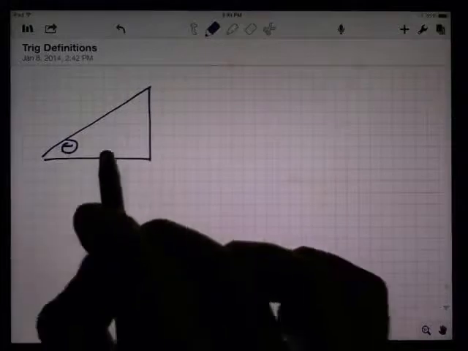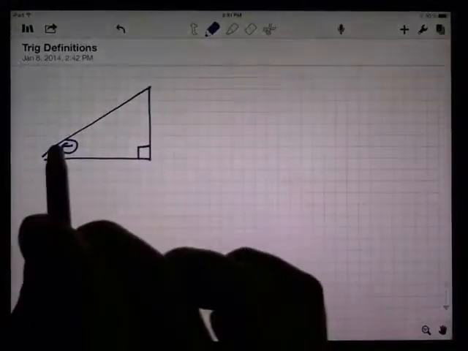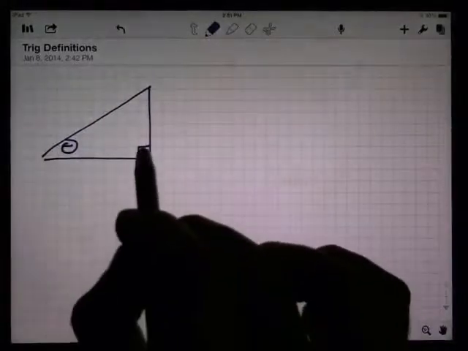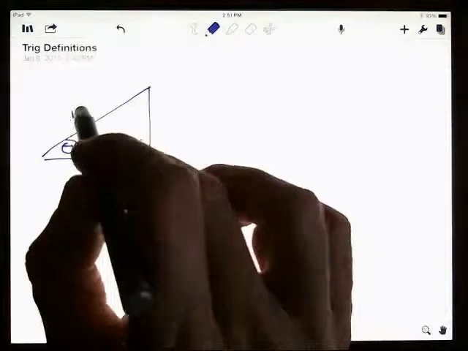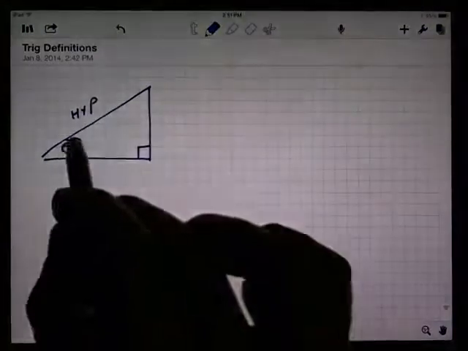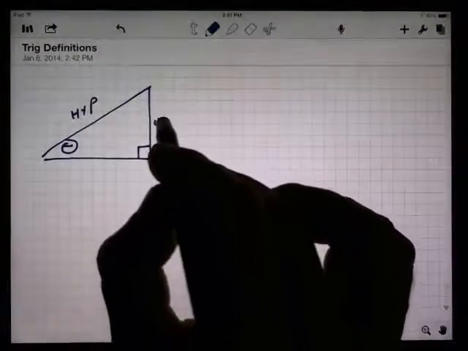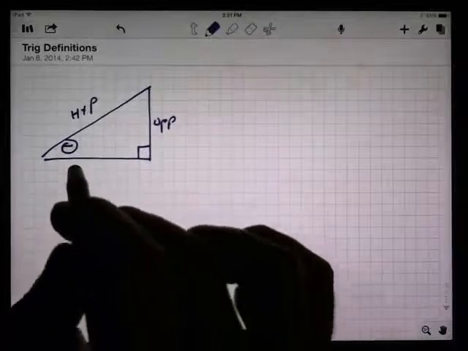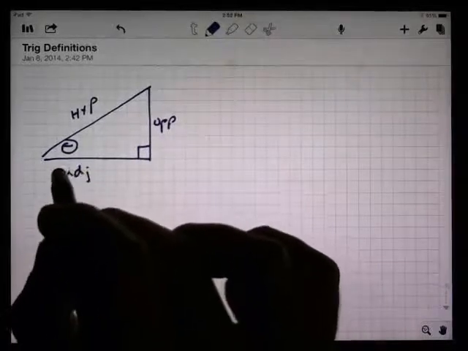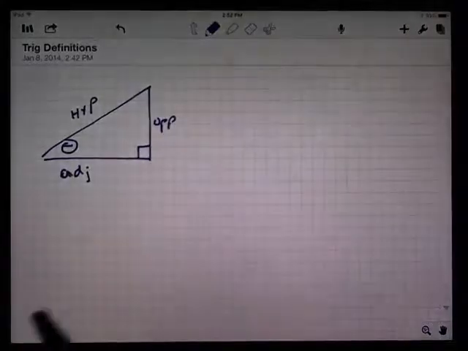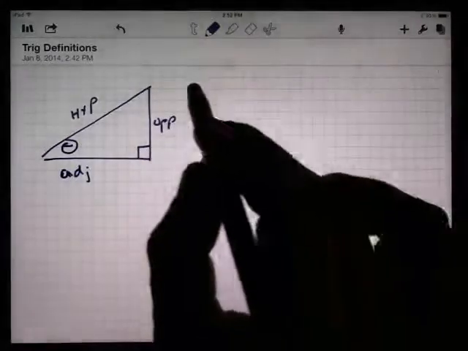So here's my right angle over here. There's the angle that I'm thinking about. Of course, in a right triangle, the hypotenuse is over there. The side opposite the angle is the opposite side, and since I'm talking about this angle, the side close to it here is the adjacent side. So adjacent. Now, I'm going to define 6 functions.